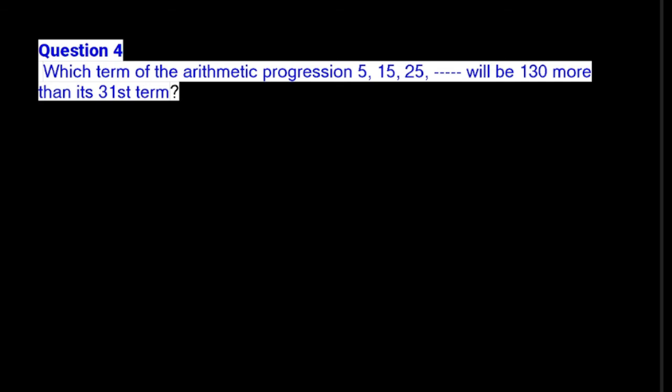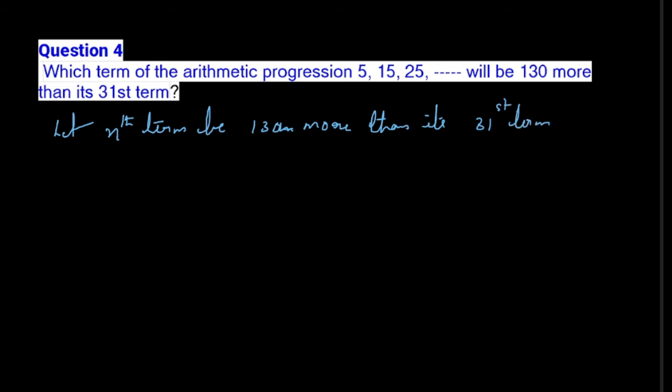Now the fourth question is: which term of the arithmetic progression 5, 15, 25 and so on will be 130 more than its 31st term? Okay. Now first we'll write, let the nth term be 130 more than its 31st term, right?